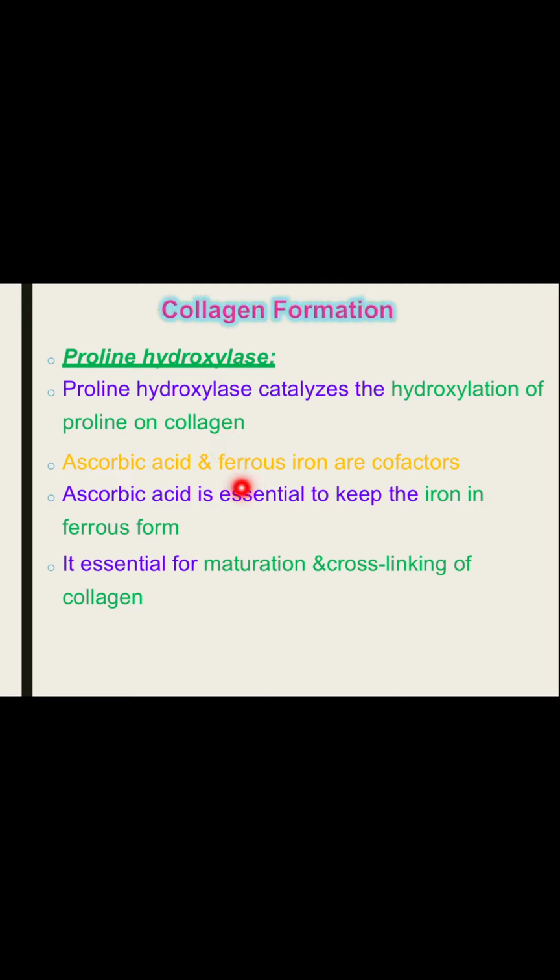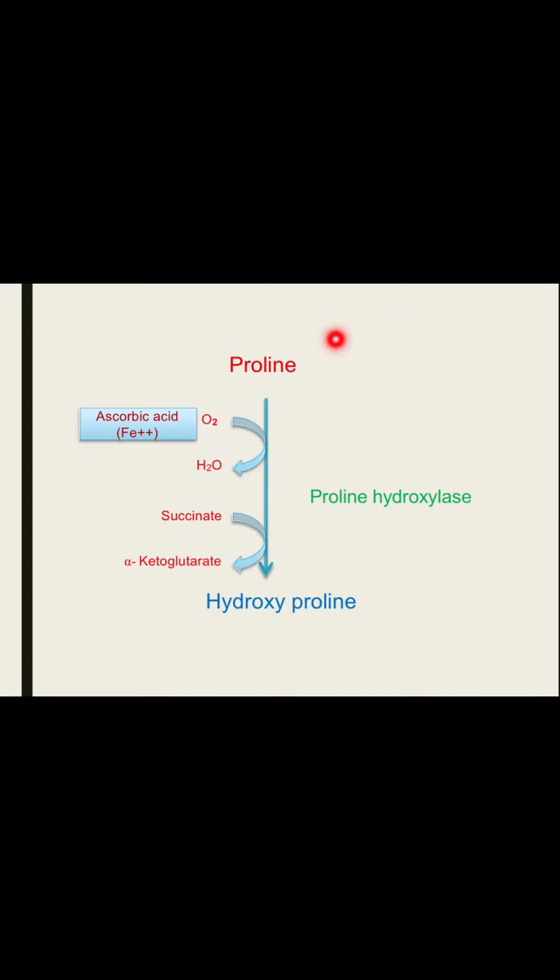Ascorbic acid and iron in the ferrous form are the cofactors in that reaction. Ascorbic acid is also necessary to keep the iron in the ferrous form which is needed in this reaction. This is essential for maturation and cross linking of collagen. The hydroxylation is necessary for the maturation and cross linking of collagen. You will see this: proline is converted into hydroxyproline by proline hydroxylase, and here ascorbic acid and ferrous ions play an important role as cofactor.